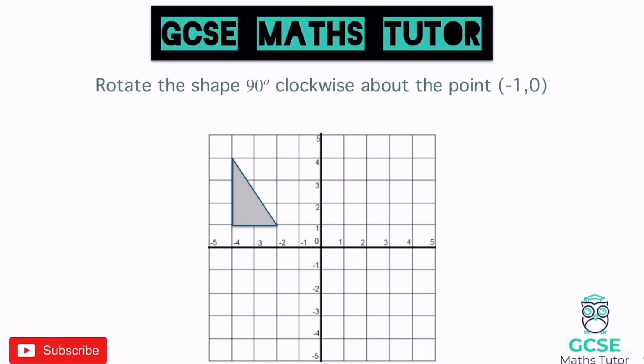Okay, so rotate the shape 90 degrees clockwise about the point -1, 0. So first thing to do is obviously to locate that point, which is -1 across, not up and down, so -1, 0 is just there. The next bit, this is a lot easier if we have some tracing paper.